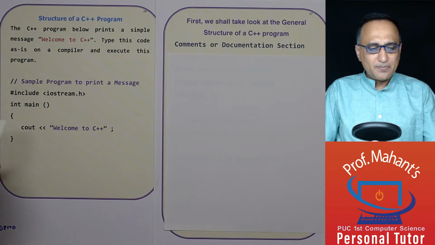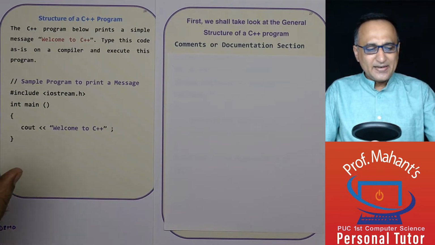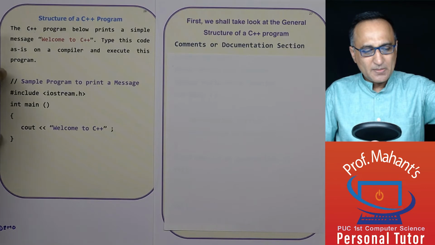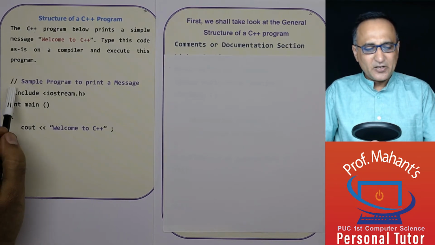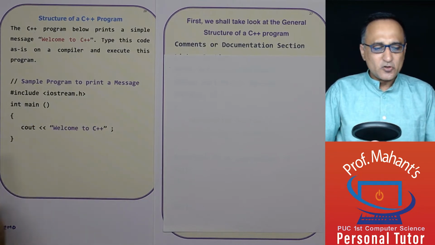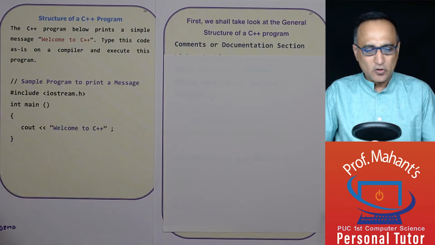In your Turbo C compiler, if you type this as it is and press Ctrl F9, it will compile and execute. Let's first take a look at the general structure of a program. Your program is this particular space. The first line at the very top indicates a single line comment. So this is a comment. You can write your name, when you wrote the program, when you last made changes, and so on.